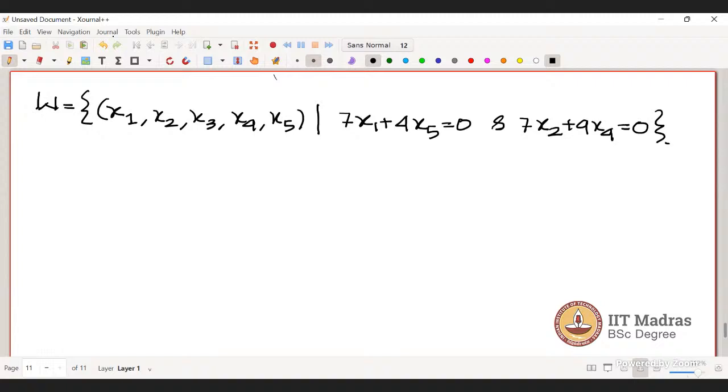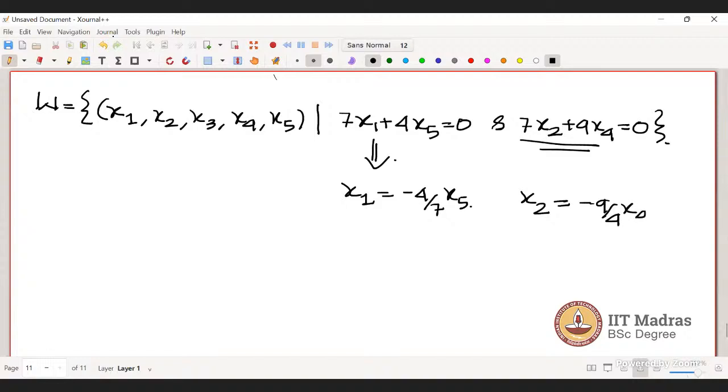So you need to find the dimension, right? Yes, sir. From here, you can get a relation between x1 and x5, right? Suppose then x1 is basically what? X1 is basically minus 4 by 7 x5. And the same for x2. X2 is minus 9 by 4.